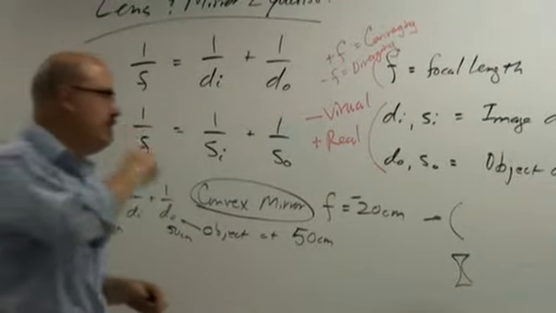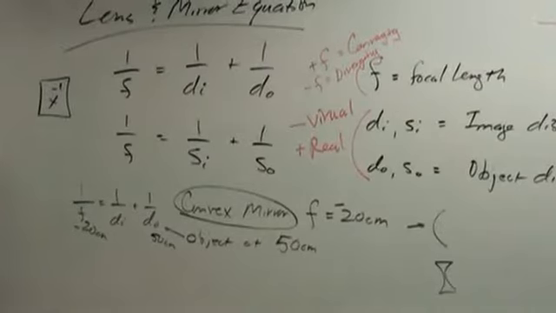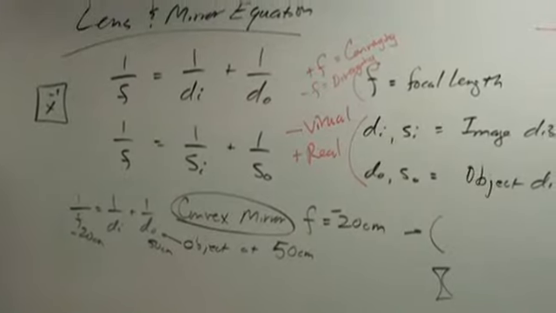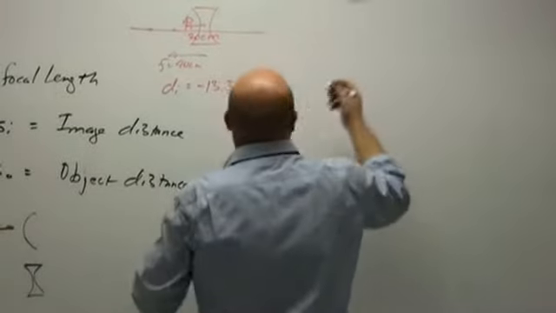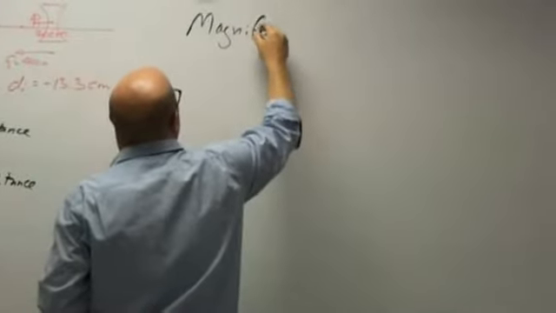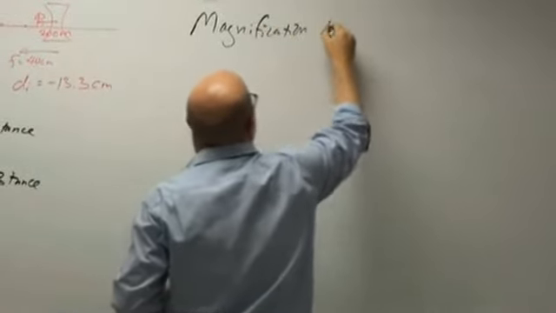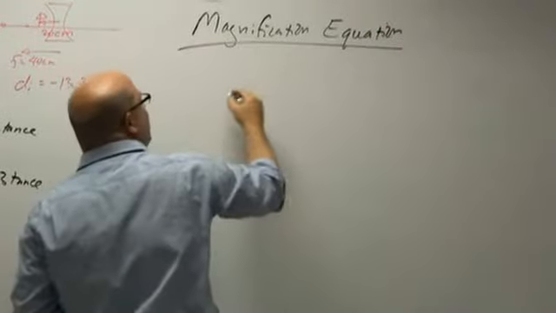There's one more equation which I have been asked about by Melanie. Melanie said, what the heck is M? Now that you have the big book, you can see it. We have one more equation called the magnification equation. Magnification equation looks like this.